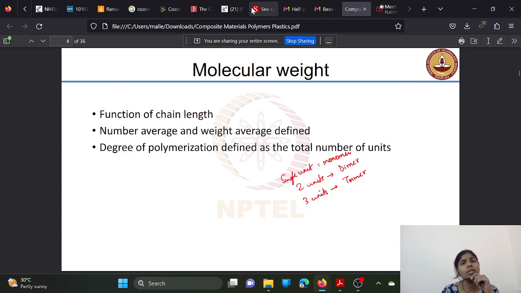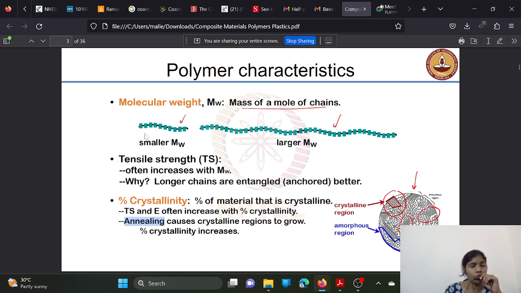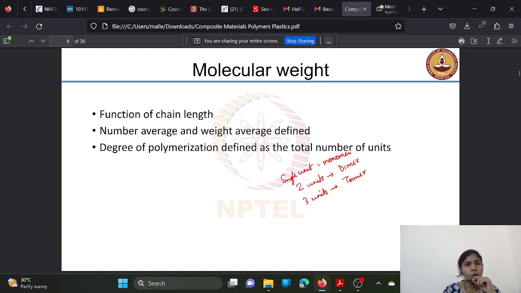And coming to the discussion of molecular weight, as we observed in the last slide, the smaller chain will have smaller molecular weight and larger chain will have larger molecular weight, right? So molecular weight is a function of chain length because it depends on the chain length. When you have smaller chain length, the molecular weight will be smaller, and when you have larger chain length, the molecular weight will be larger.